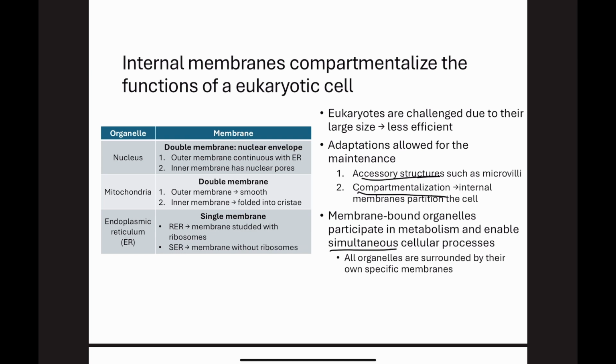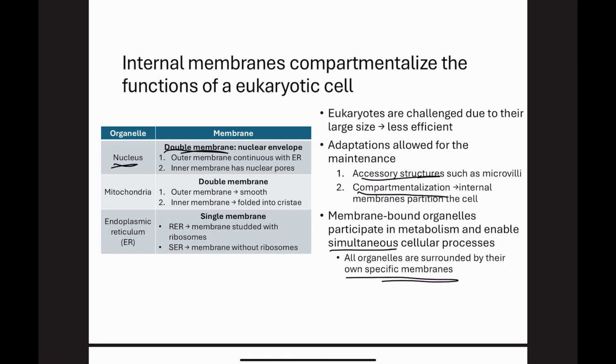And it's important that we know that every single organelle is going to be surrounded by its own specific membranes. So for example, the nucleus of a eukaryotic cell is surrounded by a double membrane, which is called the nuclear envelope. Each side of the nuclear envelope is going to have distinct functions, and it's going to be connected to other organelles by direct or indirect manners.